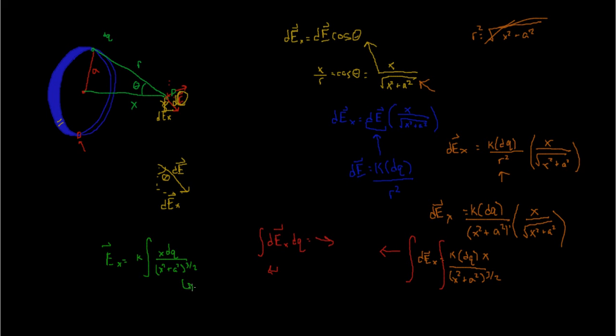and you can just use the integral table, and your answer will be the electrical field vector in the x direction, which for the whole uniform ring is going to be equal to your constant times x times the total charge of the ring, assuming that x is much greater than a. And you will get kx times your total charge over x squared plus a squared to the 3/2 power.